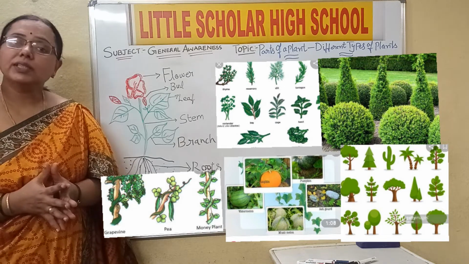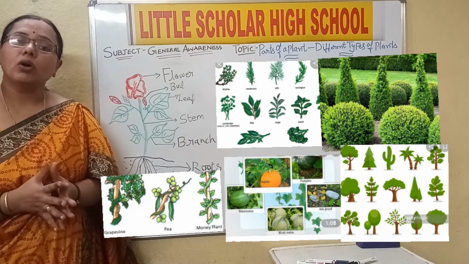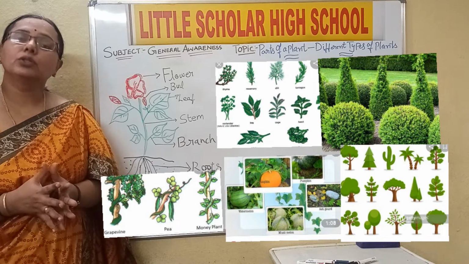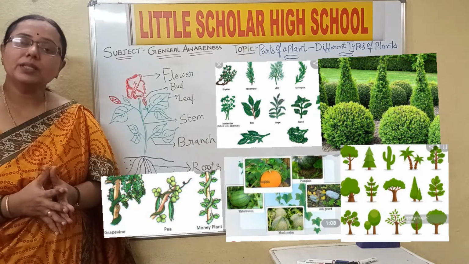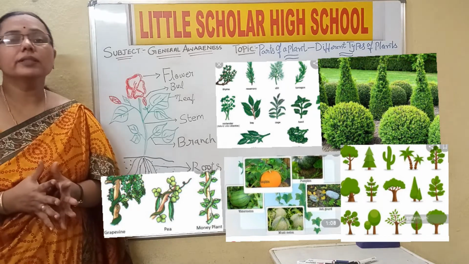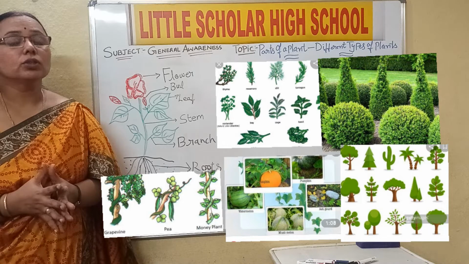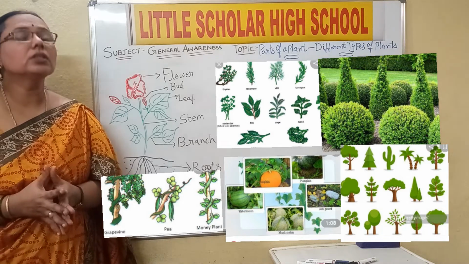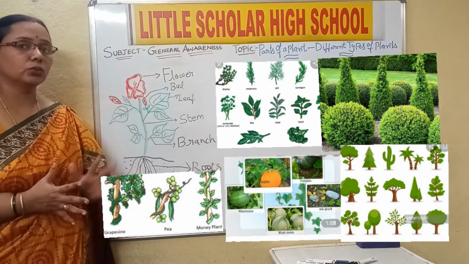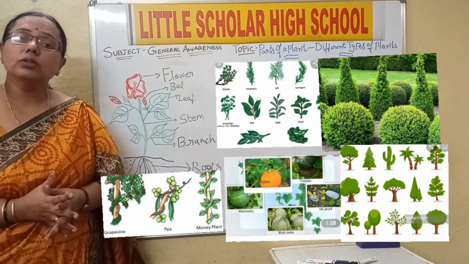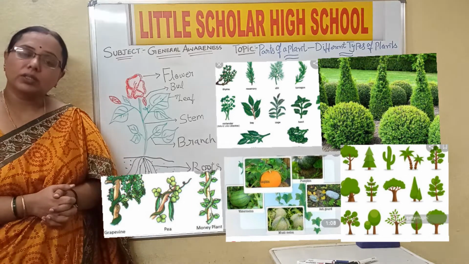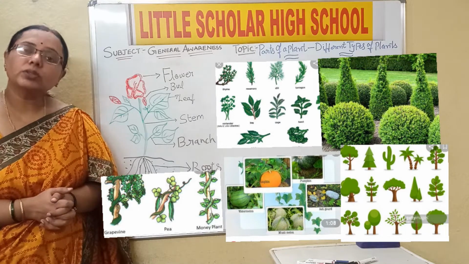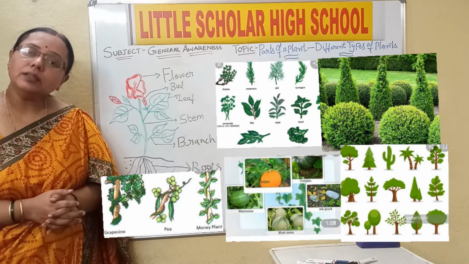Okay, so which gas is important to live? Oxygen is important to live. Oxygen is required by human beings and by animals also. Now this oxygen is produced by the plants and the trees. So the oxygen is produced by whom, children? Oxygen gas is produced by plants and the trees.